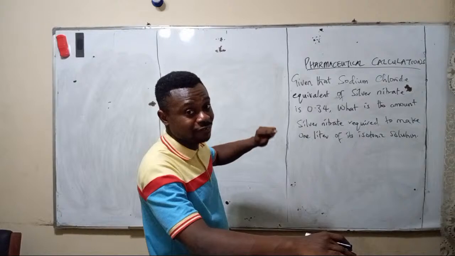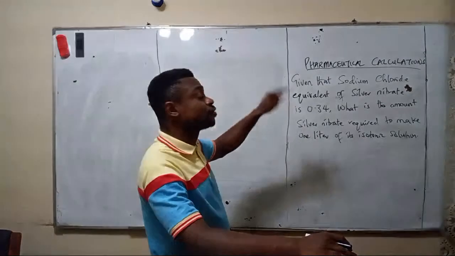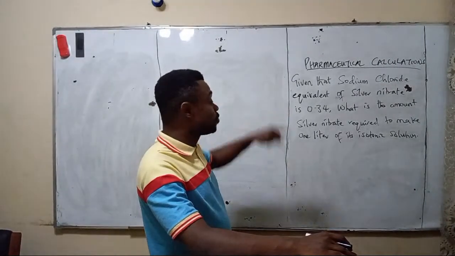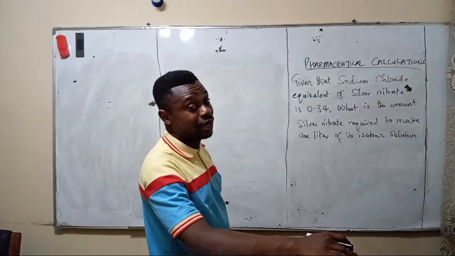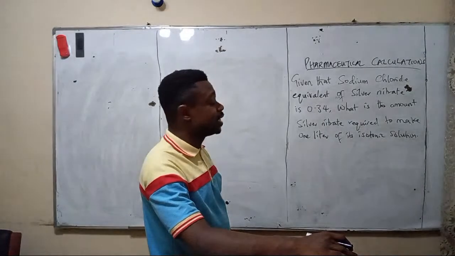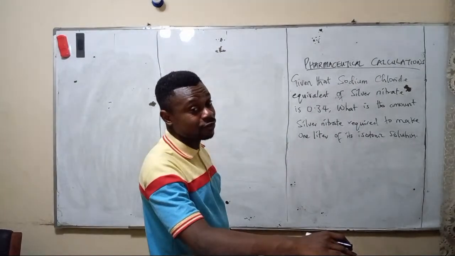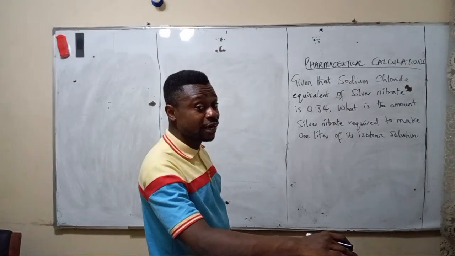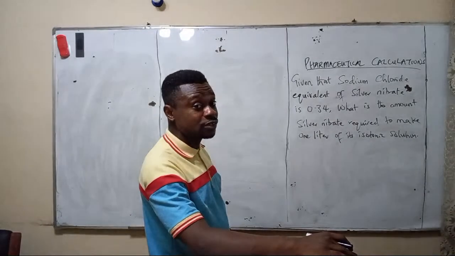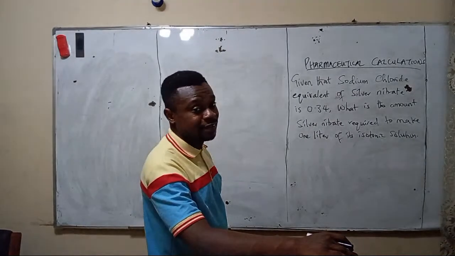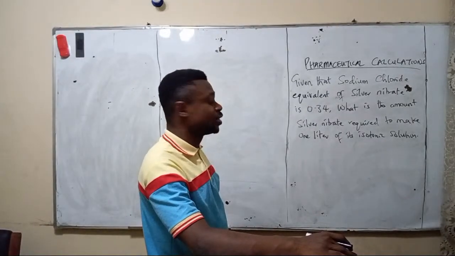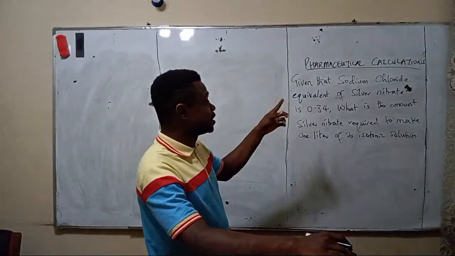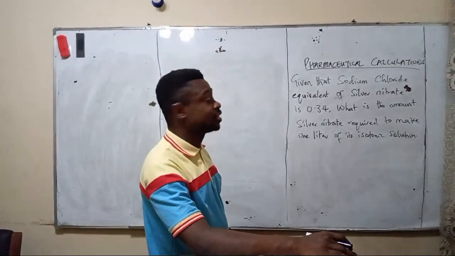Now, if the sodium chloride equivalent of silver nitrate is 0.34, it means that 1 gram of silver nitrate has the same tonic effect as 0.34 gram of sodium chloride. That means 0.34 gram of sodium chloride represents 1 gram of silver nitrate, and 1 gram of silver nitrate represents 0.34 gram of sodium chloride. That's the meaning of the E value of silver nitrate being 0.34.